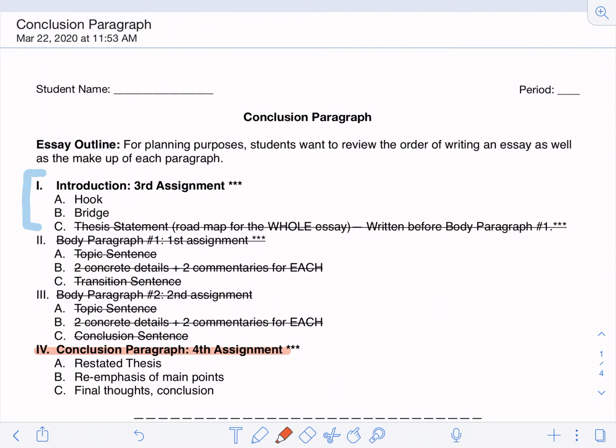The important thing to remember here is that a lot of the conclusion paragraph are things you have already written. So for example, your thesis statement and then the main points, which of course come from our body paragraphs. So you'll have your restated thesis, and then you'll have the re-emphasis of main points, mainly your topic 1 and your topic 2, and then you have the final thoughts and conclusion.